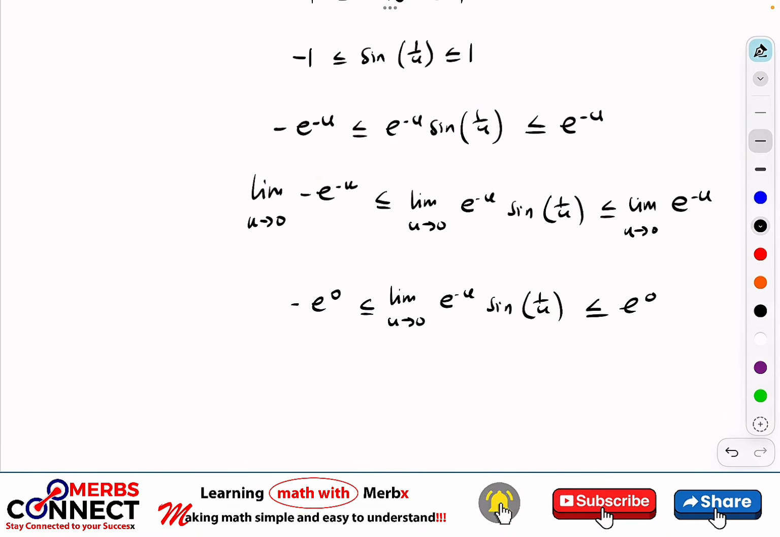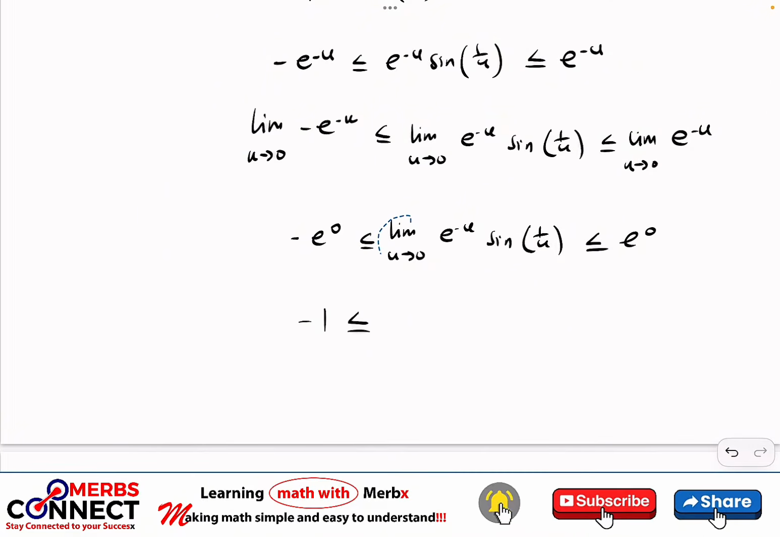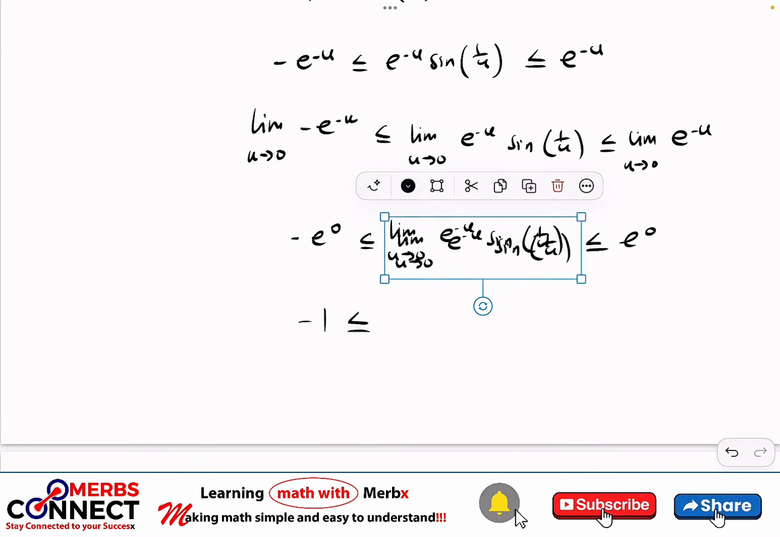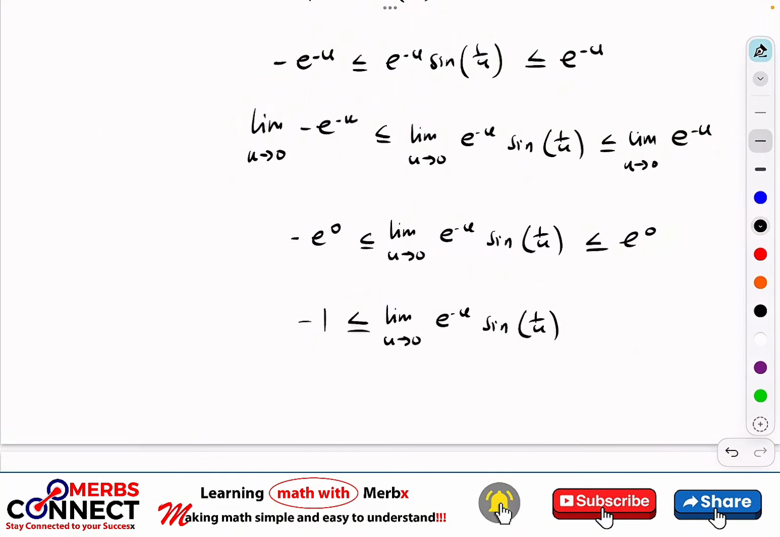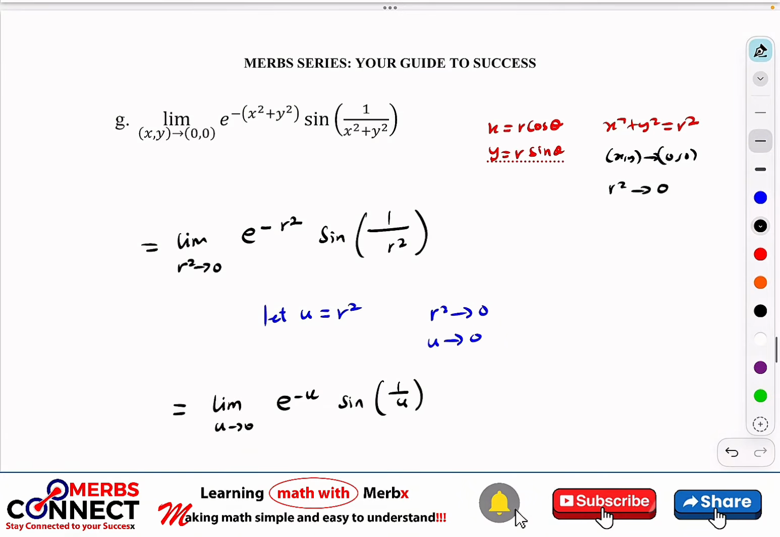This is going to be e to the power 0. Now e to the power 0 is 1. So this is minus 1. And if I copy this one again, this is going to be 1. So the left is minus 1, the right is 1. So the limit does not exist. In short, this does not exist.